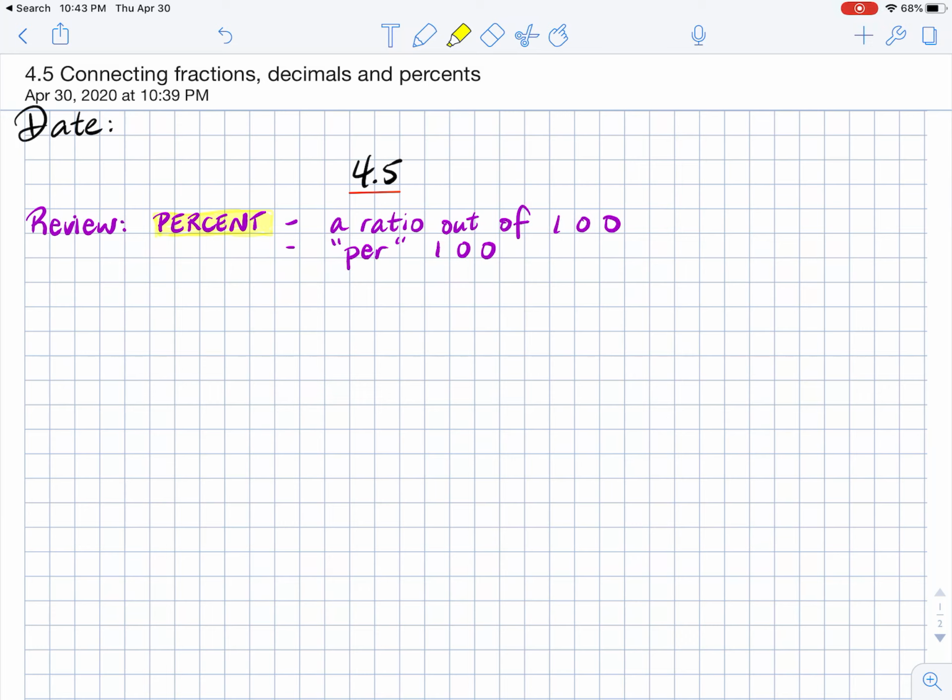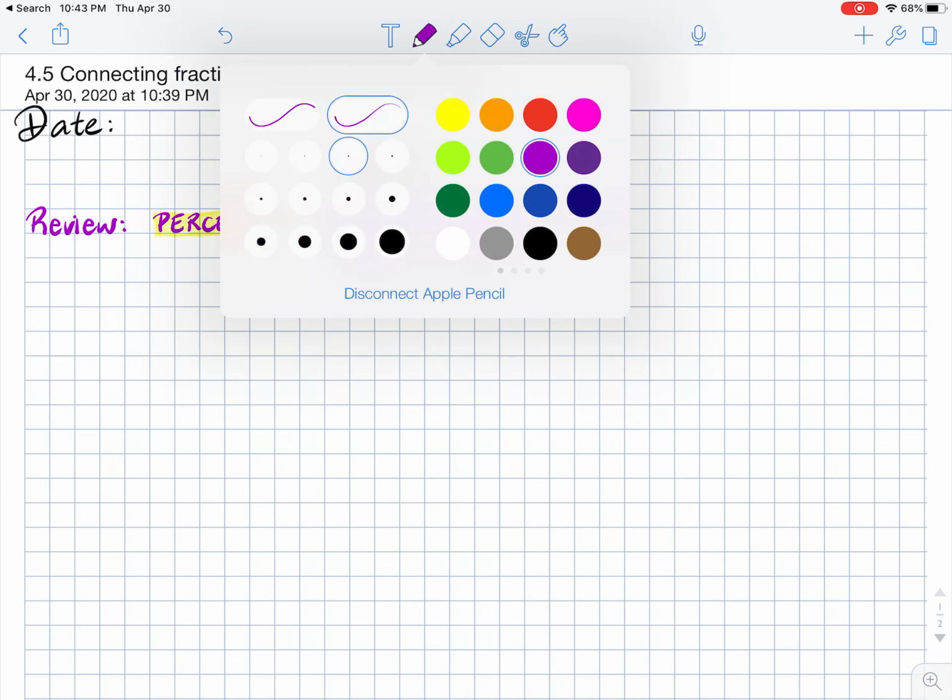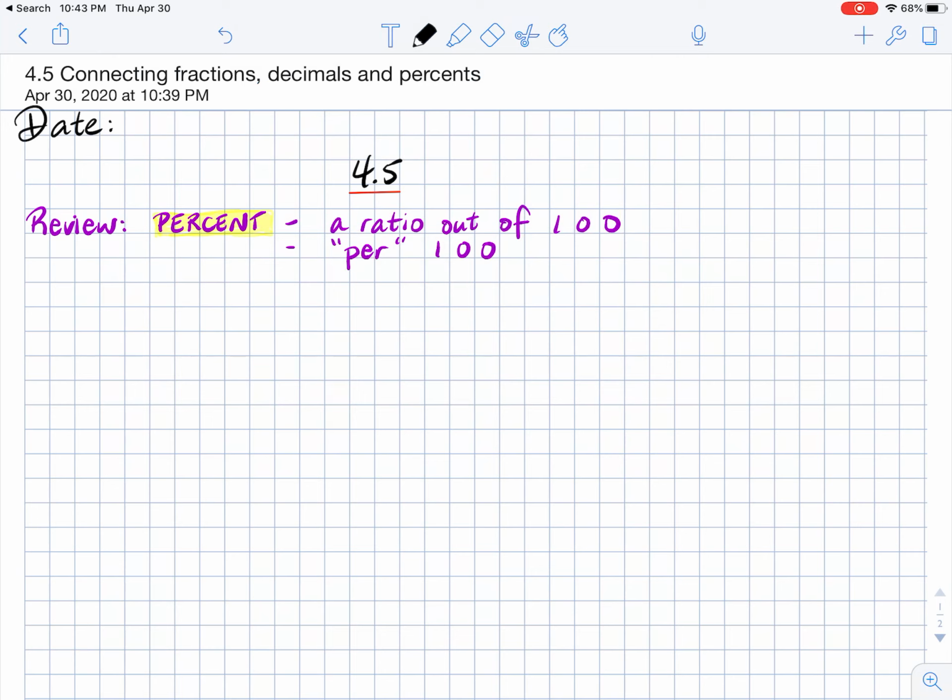So we talked about percents and the definition and meaning of percent. So percent we connected to the previous topic on ratios because a percent, if you remember, is a ratio out of 100. And if you actually break down the meaning of percent and the root of percent, per, it means per 100, cent meaning 100 in French. So those are just reminders of where percent comes from. I'm going to continue here.